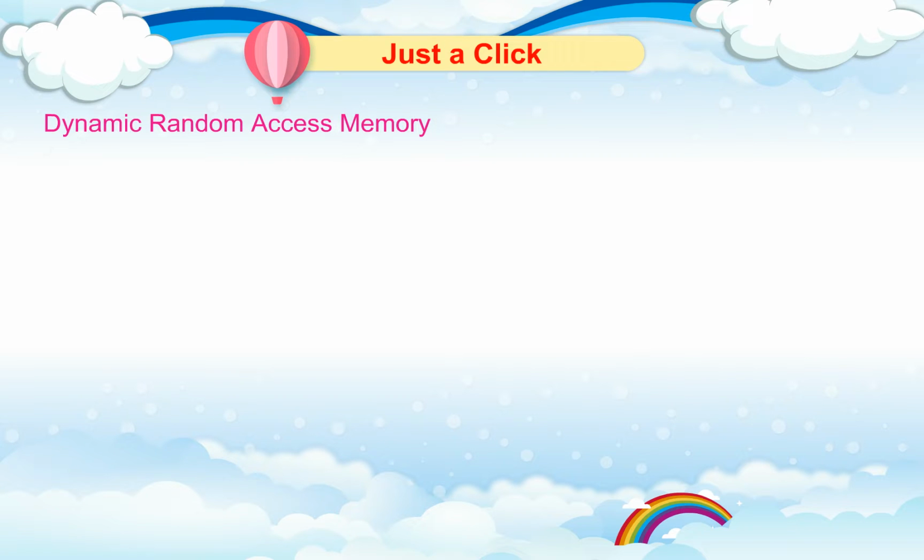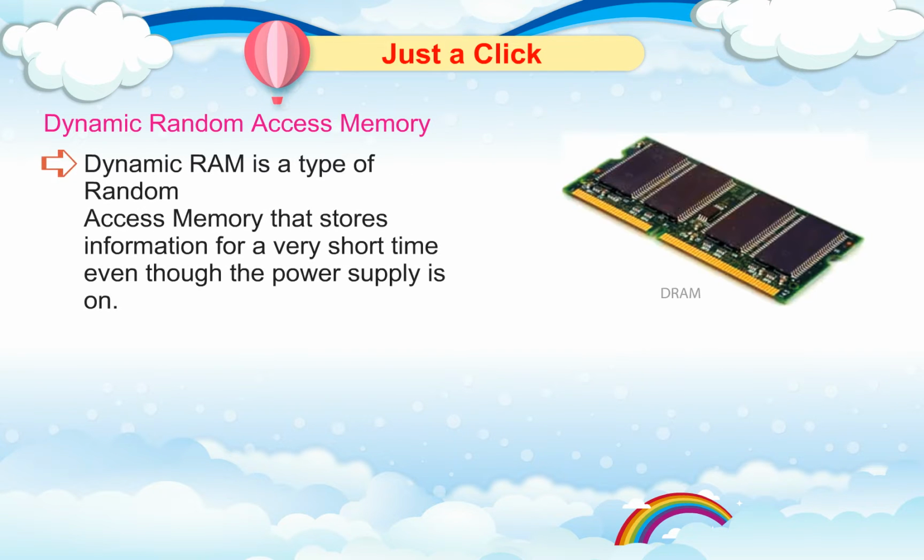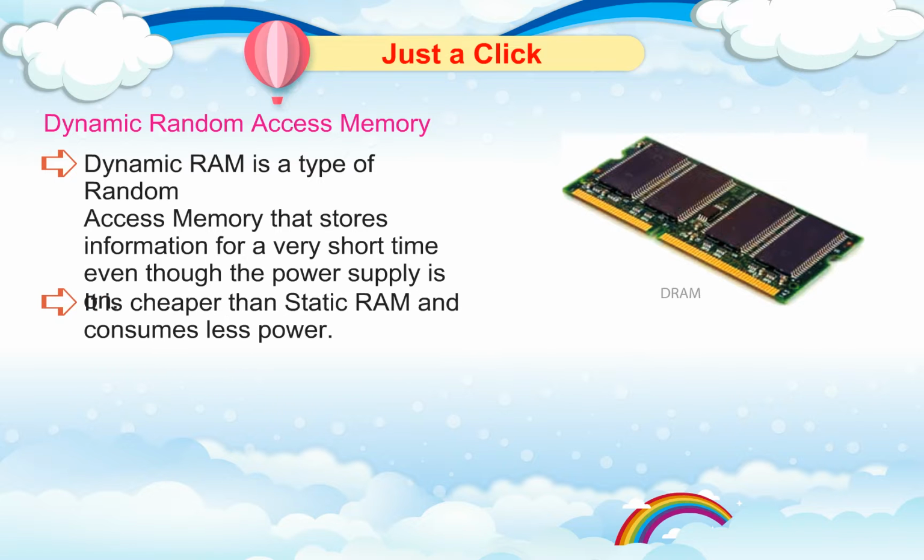Dynamic random access memory. Dynamic RAM is a type of random access memory that stores information for a very short time even though the power supply is on. It is cheaper than static RAM and consumes less power. It is the most commonly used RAM.